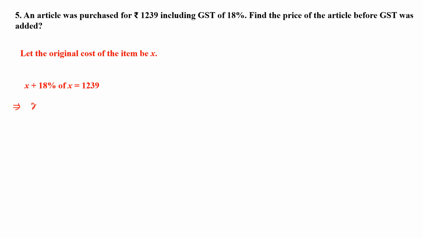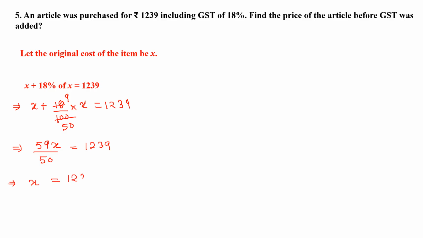So it will become X plus 18 by 100 multiplied by X will give me 1,239 rupees. Now I'm going to reduce it. 2 times 9, 2 times 50. Now further I cannot reduce. I have to take the LCM. So it will become 50x plus 9x, which will give me 59x by 50 is equal to 1,239 rupees. Now transpose everything to the RHS.